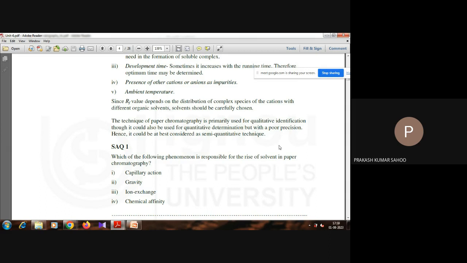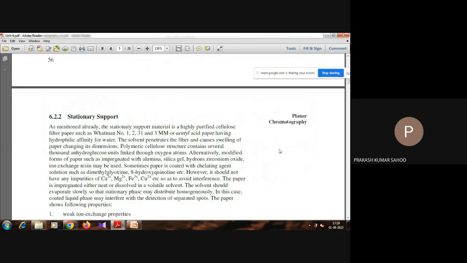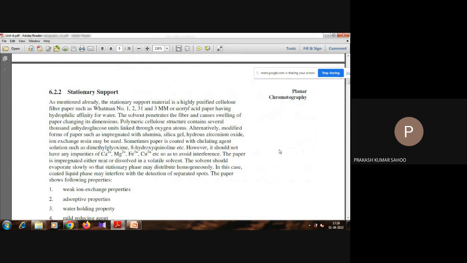It could be best considered a semi-quantitative technique. So these are the points, and then we will discuss the stationary support, that is the stationary phase. What are the substances generally used to prepare the stationary phase in paper chromatography?